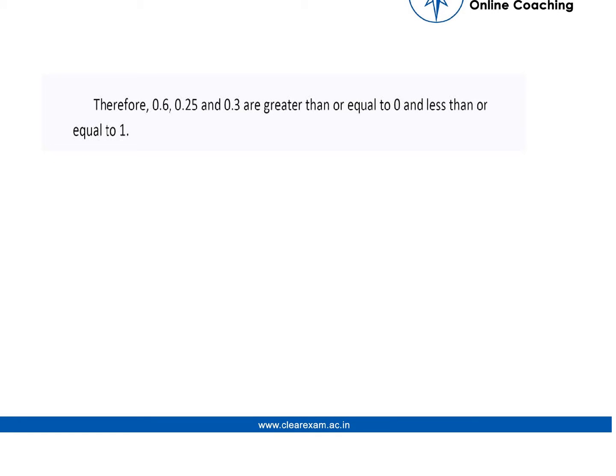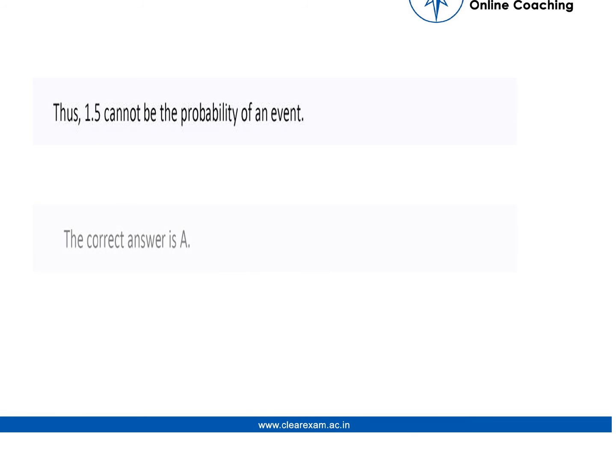So now option B, option C and option D lie within the range of probability, that is greater than or equal to 0 and less than or equal to 1. However, my option A, that is 1.5, is greater than 1 and thus it cannot be the probability of an event, and the correct answer will be option A, that is 1.5.